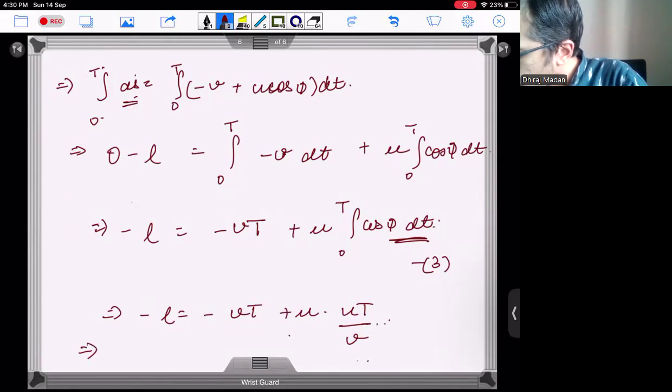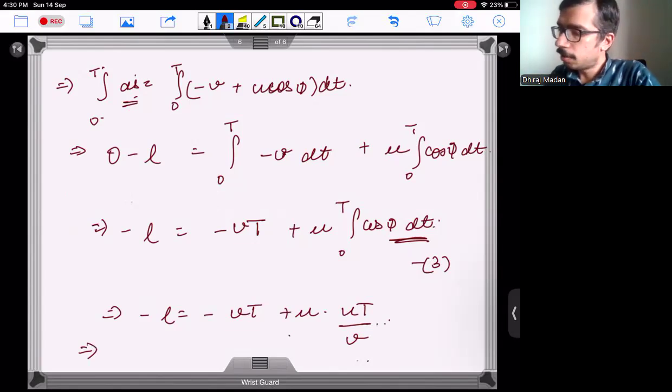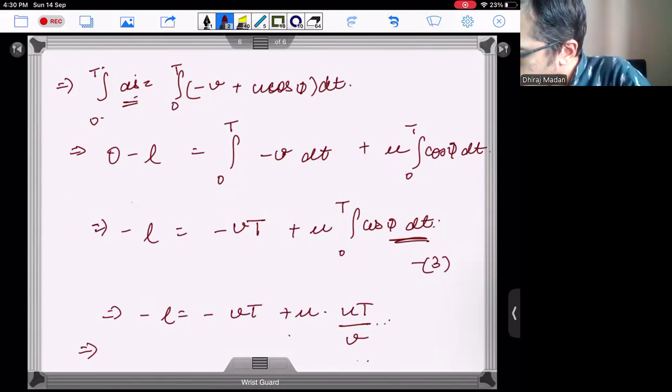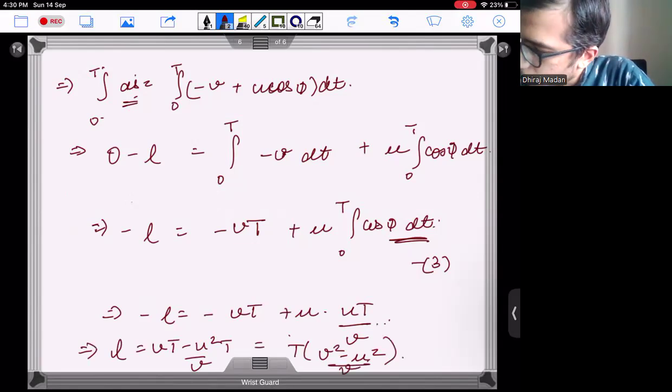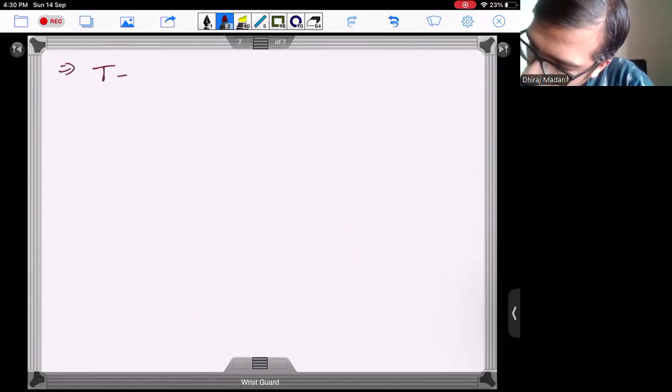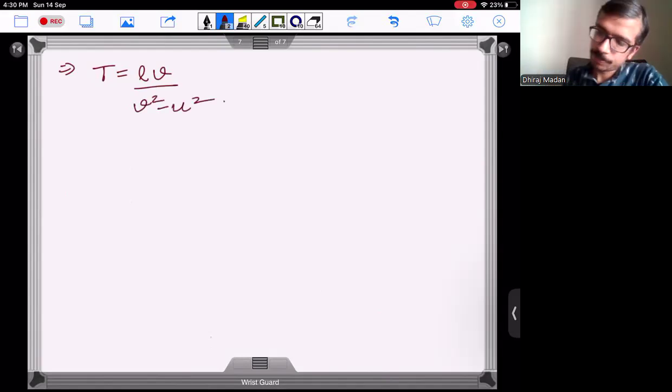So essentially, if I now just change the sign, what I get is L is Vt minus of U square over Vt. Okay, or capital T times V square minus U square over V. So from this, if we solve, we'll get T equals LV over V square minus U square. That is the final answer as well.